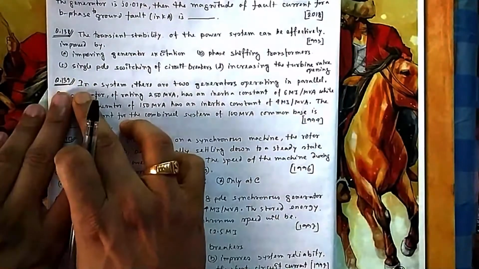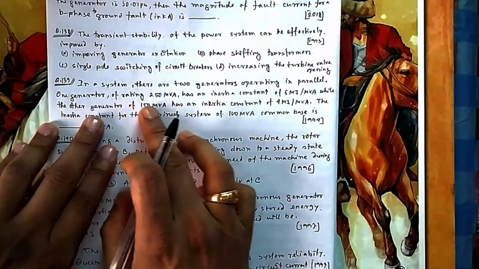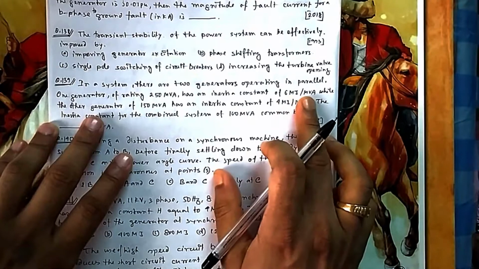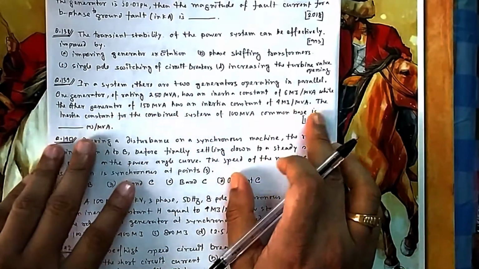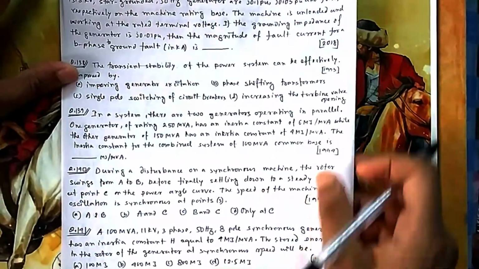that pressure. Now in 139, in a system there are two generators operating in parallel. One generator rating is 250 MVA, having inertia constant of 6 megajoule per MVA, while the other generator has inertia constant 4 megajoule per MVA. The inertia constant for the combined system, okay, they are operating in parallel.